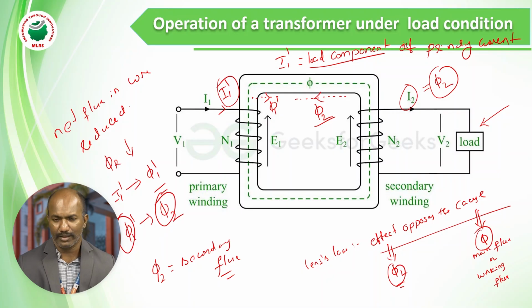So the only flux flowing in the transformer core is the main flux. What I am saying is, when the load is connected, phi2 flows opposite to the main flux direction. As a result, net flux is decreasing. In order to maintain the flux in the transformer core constant, the transformer takes another current, that is I1 dash. This I1 dash produces phi1 dash. Now that phi1 dash opposes phi2, or cancels the effect of phi2. So the remaining flux is phi in the transformer core.